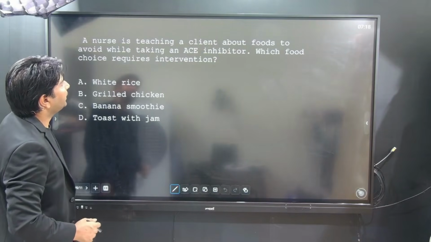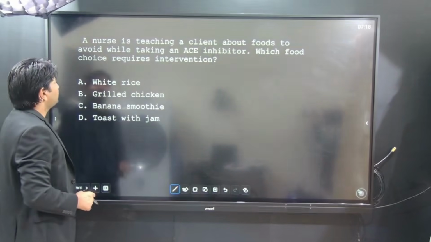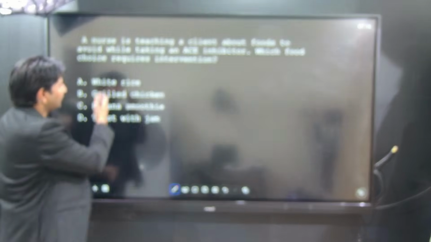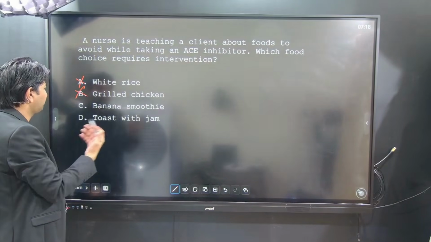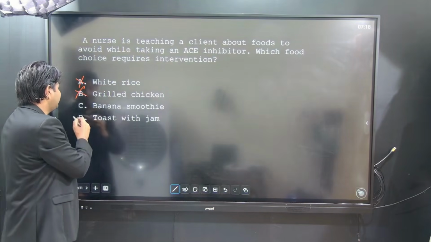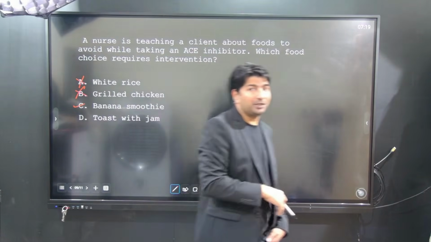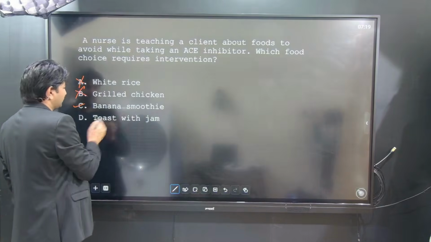A nurse is teaching a client about foods to avoid while taking an ACE inhibitor. Which food choice requires intervention? To determine which food choice requires intervention, we need to identify which of these foods contains high levels of potassium. White rice doesn't contain much potassium. Grilled chicken doesn't contain too much potassium. A banana smoothie, yes, that contains bananas, and bananas are very rich in potassium. So we shouldn't give a banana smoothie to this patient. Toast with jam.